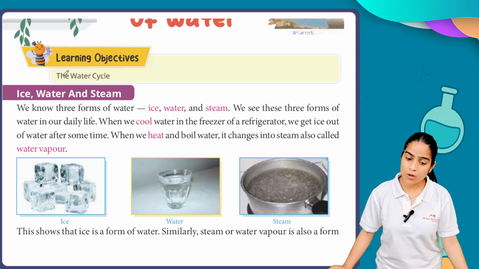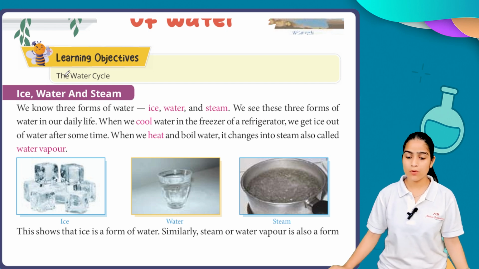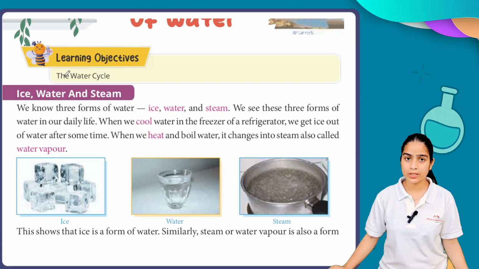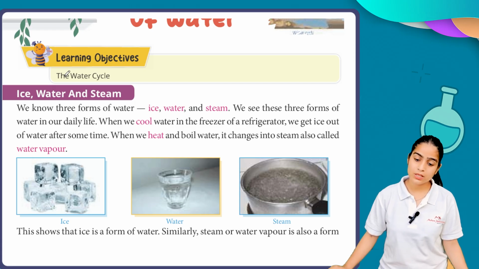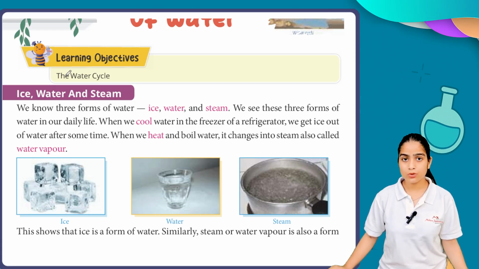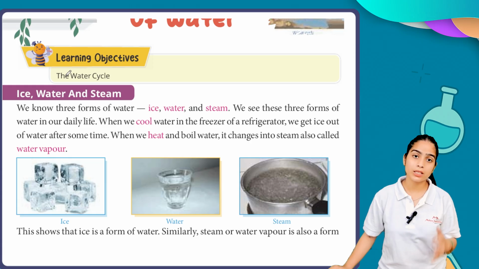When we cool water in the freezer of a refrigerator, we get ice out of water after some time. All of you do this activity. Have you ever cooled water in the freezer? Okay, great. When we heat and boil water, it changes into steam. It's called water vapor. The smoke we discussed in our previous explanation is a hint for how you can classify what steam is.